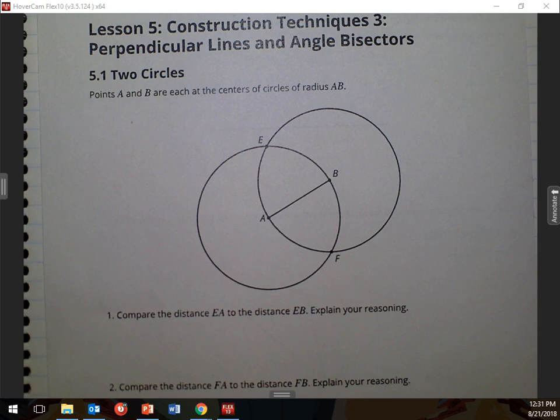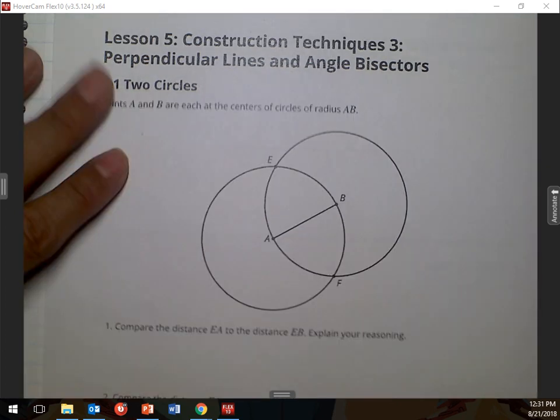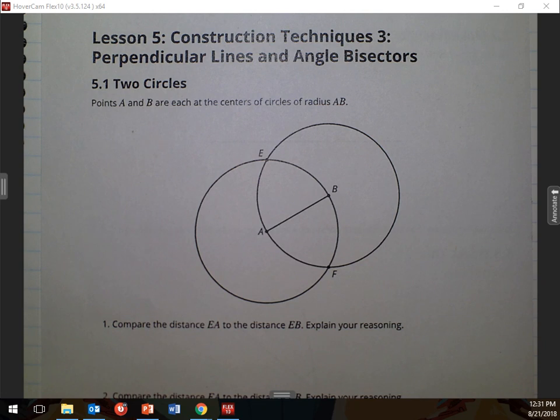My first thing I'm going to do says right here, points A and B are each centers of circles of radius AB. Compare the distance EA to the distance EB. Explain your reasoning. Now, with your partners right now, you could use your compass here to actually talk about this also. With your partners, I'm going to give you 1 minute. I want you talking about it right now.